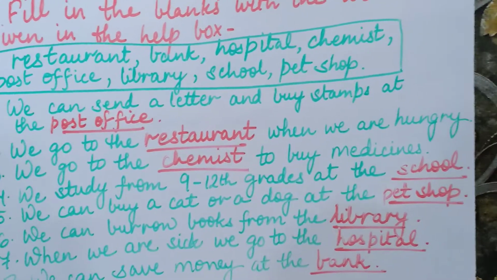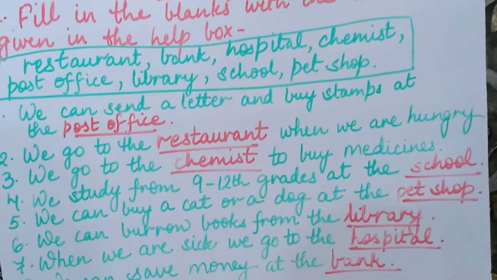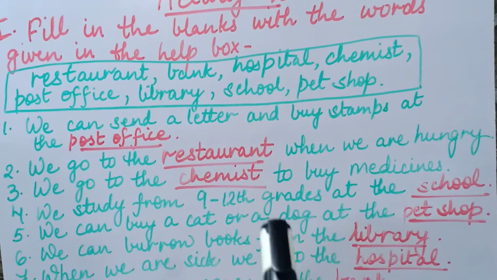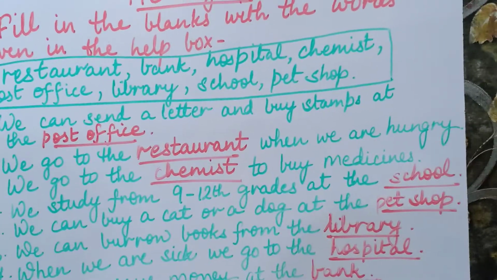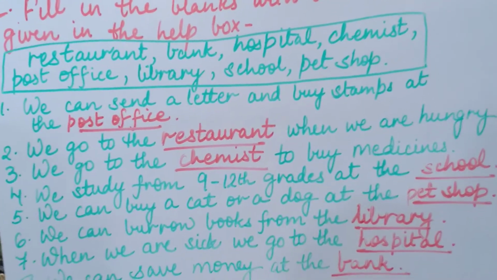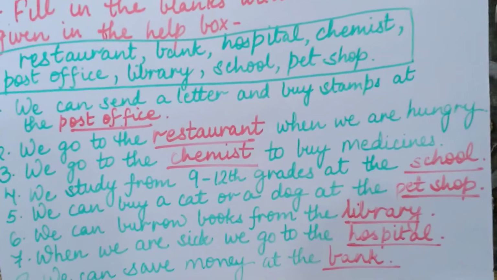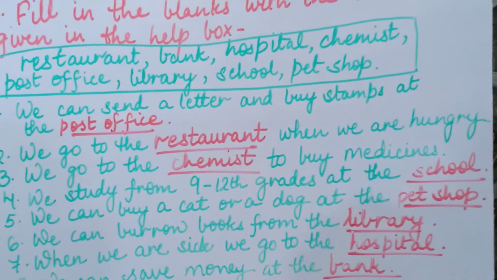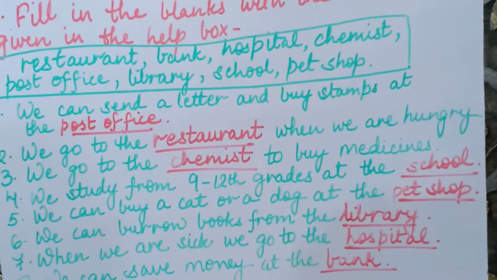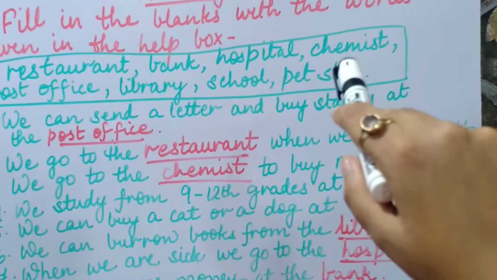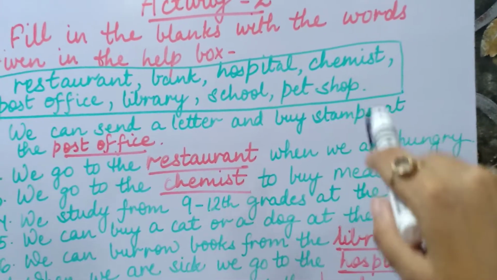Now the third sentence is we go to the dash to buy medicines. Now children, listen to this sentence very carefully. Here it is written that we go to the dash to buy medicines. हमें medicines जब खरीदनी होती हैं तो हम किससे खरीदते हैं? Chemist. Okay, you go to a chemist shop to buy the medicines. Yes or no? Yes. So you will write the correct answer, chemist. Chemist is given here, CHEMIST, chemist.